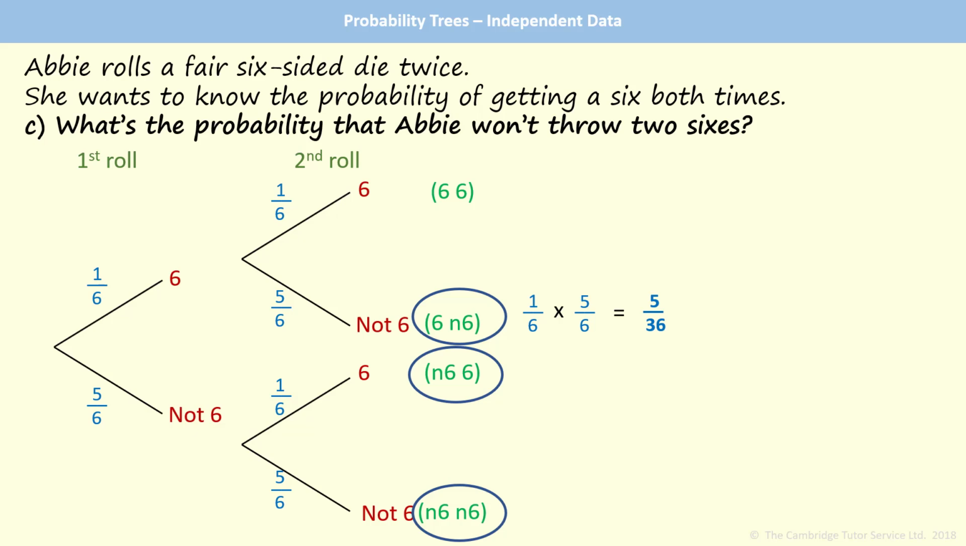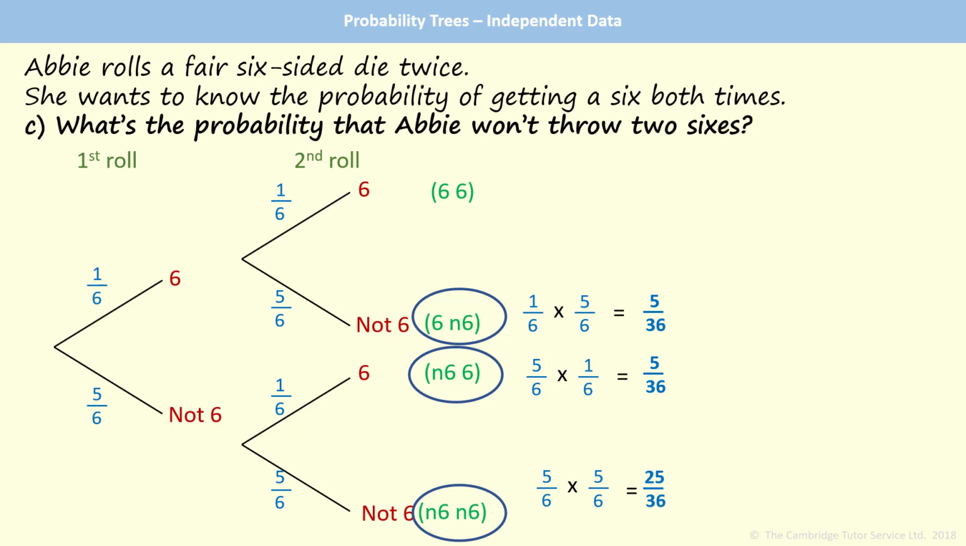The second option, not 6, followed by a 6. So that's 5 sixths, followed by 1 sixth. Multiply those together and that's the same, 5 over 36. And then the last option, not a 6, followed by not a 6. So that's 5 sixths multiplied by 5 sixths, which is 25 over 36.